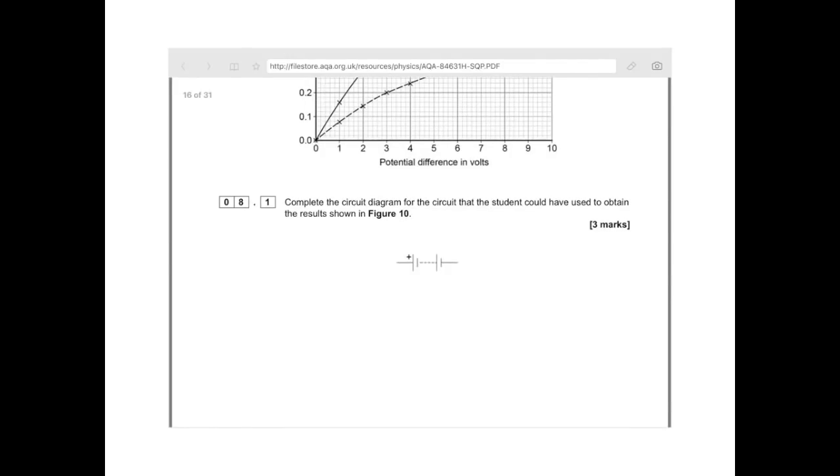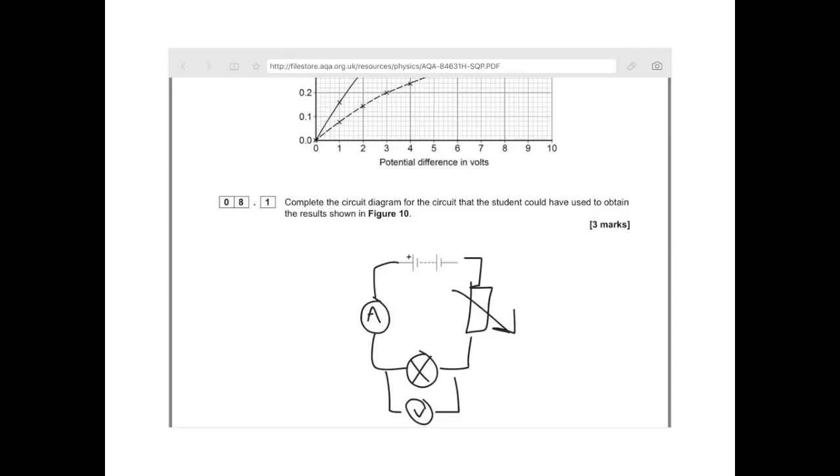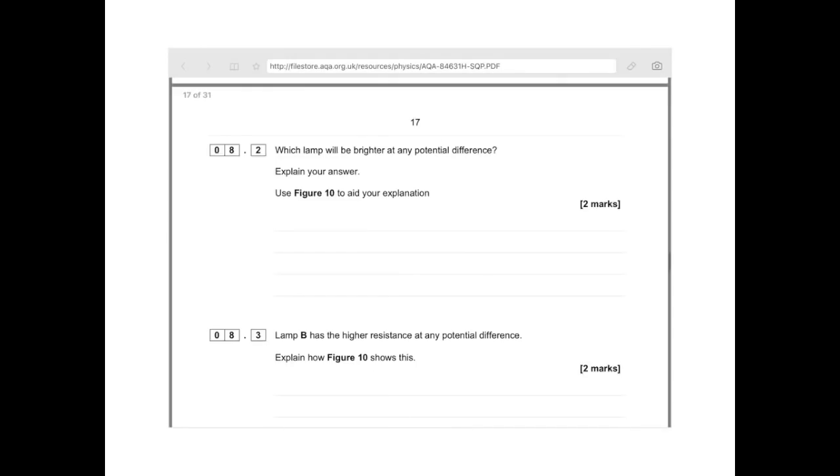So we need an ammeter connected in series. Here's our lamp. As I said, we needed the voltmeter added in parallel, which is why it comes off as a separate branch. And because we're altering those, we do need a variable resistor, which looks like a box with a funky arrow going through it like that. So that's your answer.